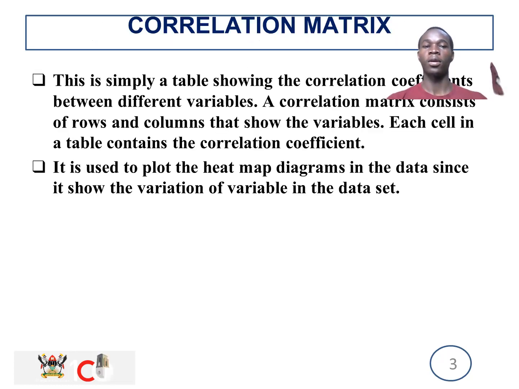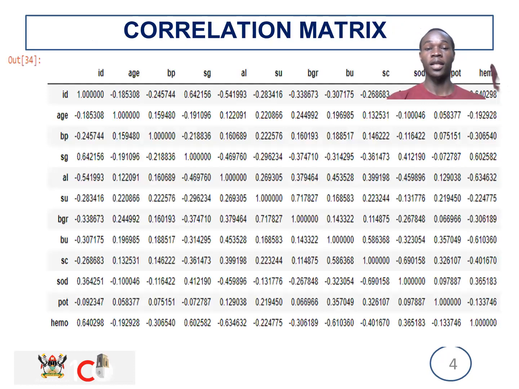Then you have what we call the correlation matrix. This is a simple table showing the correlation coefficient between different variables, like how different variables are related to each other in the table. It is used to plot the heat map, as shown above. As you can see here in the correlation matrix, the ID corresponds to the age at a given point, and here we are arranging each variable with its own coefficients relative to the other variables in the table.